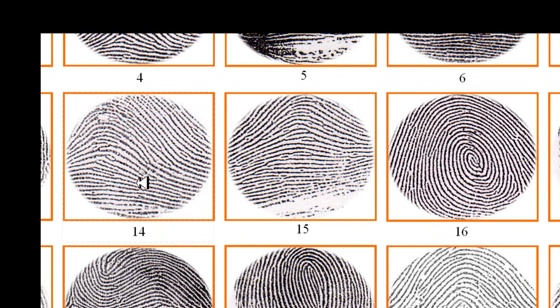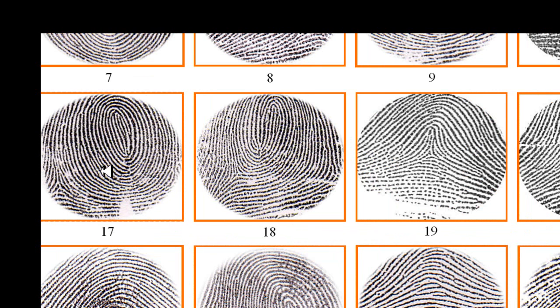Now we're looking at 14, 15, and 16. And I hope as you look down on your answer sheet, you have placed an A here, here, but not here. These two are quite consistent in ridge flow, and they are certainly plain arch patterns, or the arch pattern. This, number 16, is clearly not consistent with the plain arch pattern, so it should not have been marked.